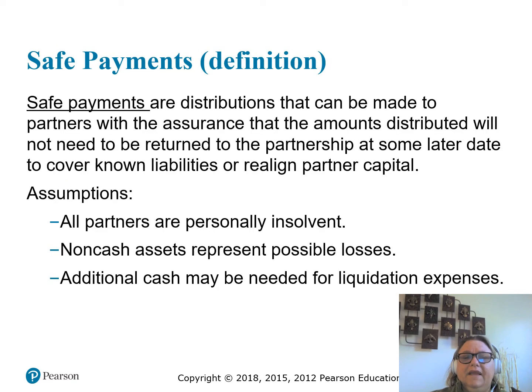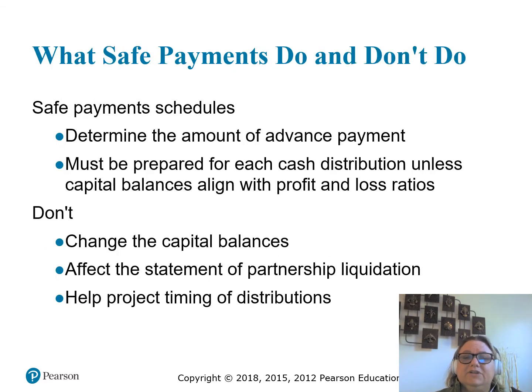So let's look at safe payments. A safe payment is a distribution that can be made to partners with the assurance that the amounts distributed will not need to be returned to the partnership at some later date to cover any liabilities or realign partner capital. Those are good things to have if you're a partner, because you don't have to give it back later on. You assume that all partners are personally insolvent. Non-cash assets represent possible losses. Additional cash may be needed for liquidation expense.